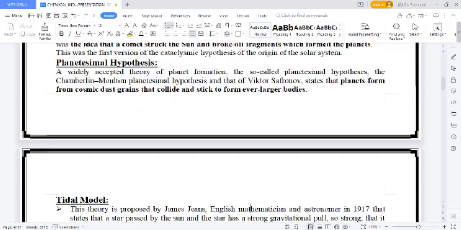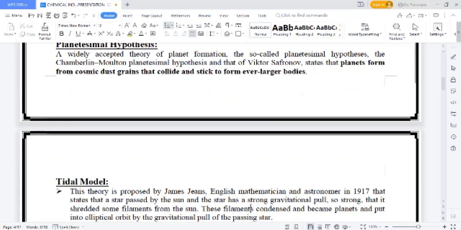Second is planetesimal hypothesis, a widely accepted theory of planet formation, the so-called planetesimal hypothesis, the Chamberlain-Moulton planetesimal hypothesis, and that of Viktor Safonov. It states that the planets formed from cosmic dust grains that collide and stick to form ever larger bodies.